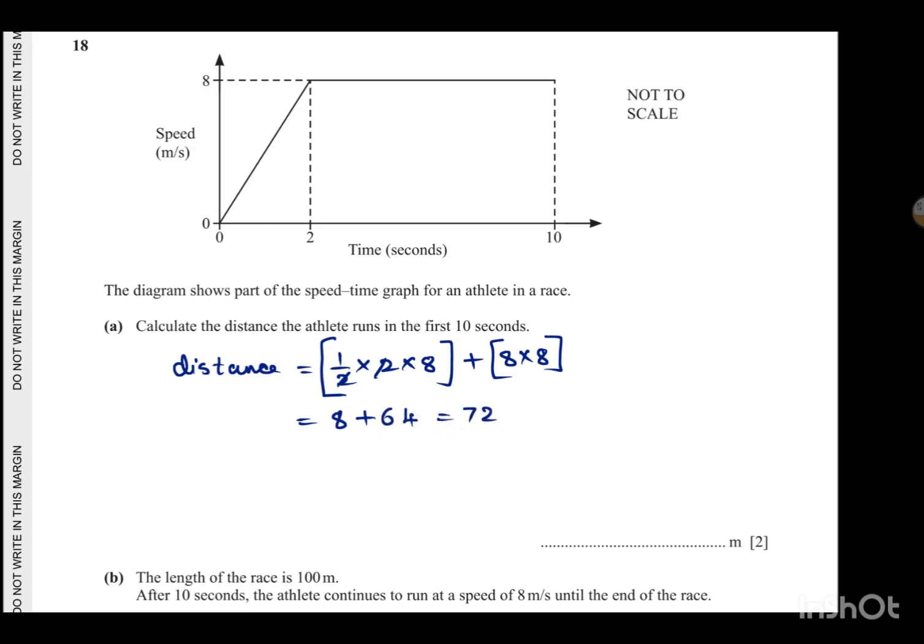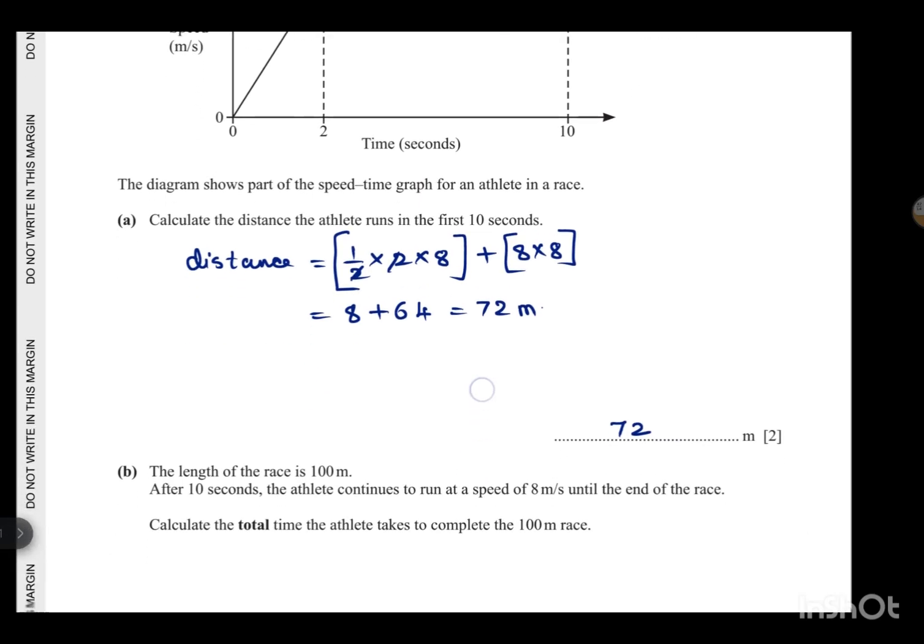What is the distance unit here? It is meters per second, the speed is given, so that means you get the answer in meters. So 72 meters is the distance. Question number B.